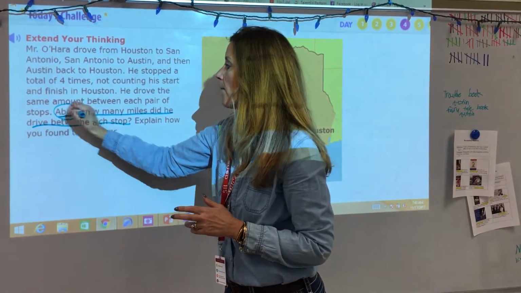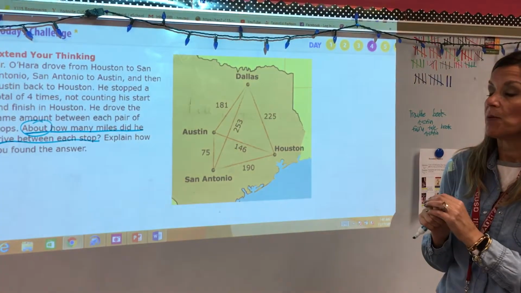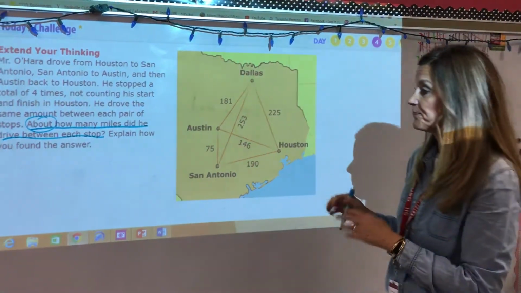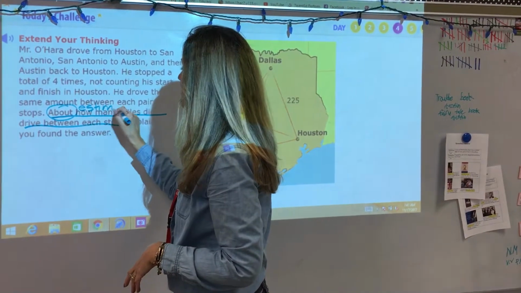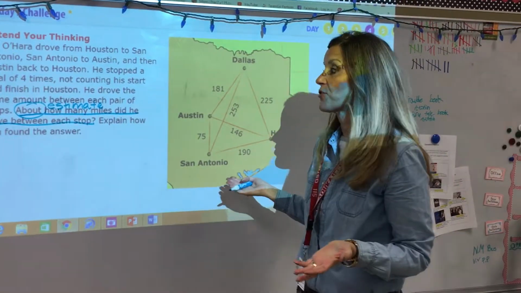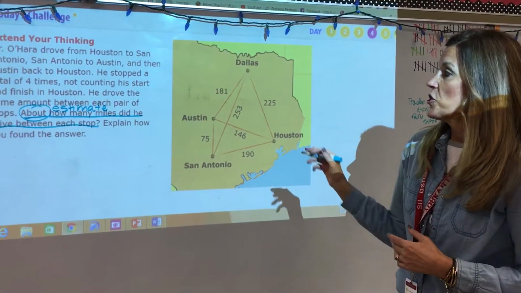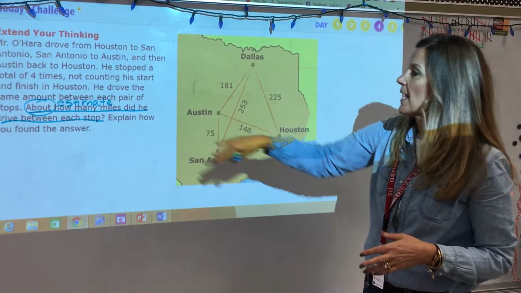Keyword, about. Ding, ding, ding. Something should be going in your head right now that they want us to estimate, okay? So, they don't want an exact answer. And remember, we talked about all the time how we estimate on a regular basis. It's just something that we naturally do. So they gave us a beautiful visual, and it's me. I'm a visual person, so you guys know that.